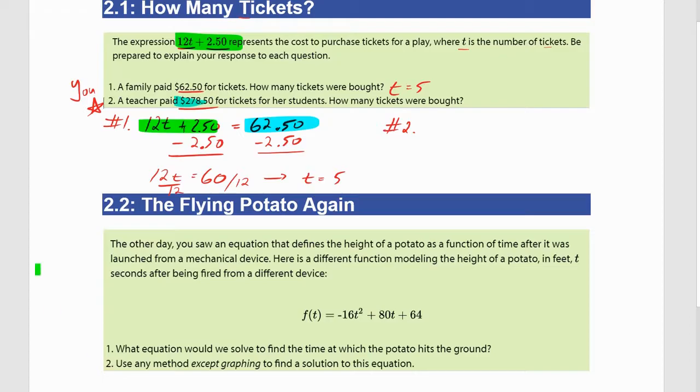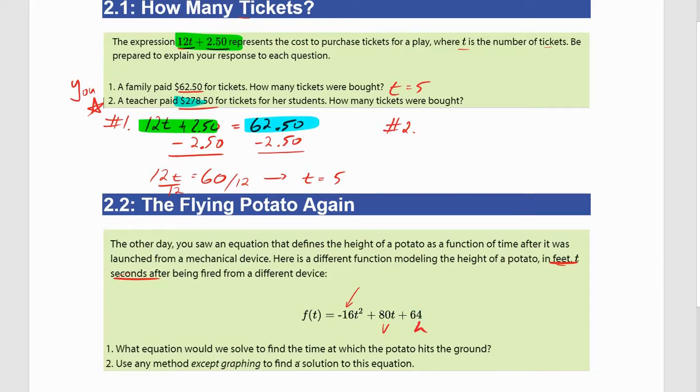All right, a flying potato again. So we're coming back to the flying potato. The other day we were talking about launching a potato, and I believe these are different numbers. You still have Earth's gravity, right, pulling down, and your velocity this time is 80. 80 what? 80 feet per second. So notice how I'm breaking apart the context real quick. And it looks like our initial height is 64 feet up in the air.